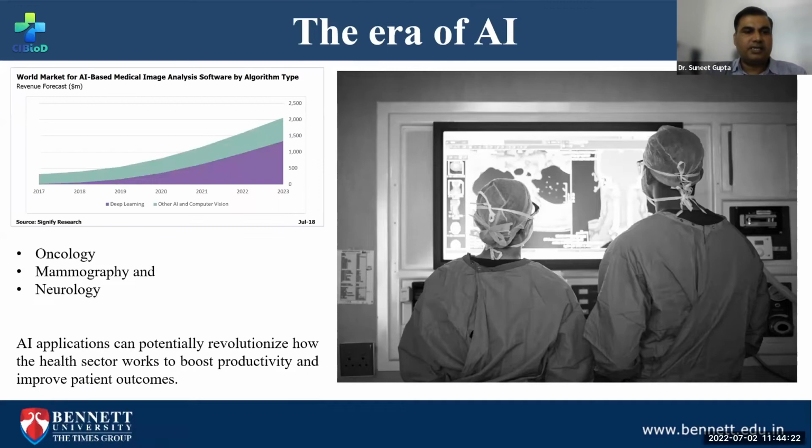Here you can see the market of AI-based medical image analysis is huge, and as per the graph the growth of this market is almost exponential. Many companies and many countries are providing more and more funding to include AI in healthcare sectors. You can see different places, oncology, mammography, and neurology, where we can easily include the AI component.